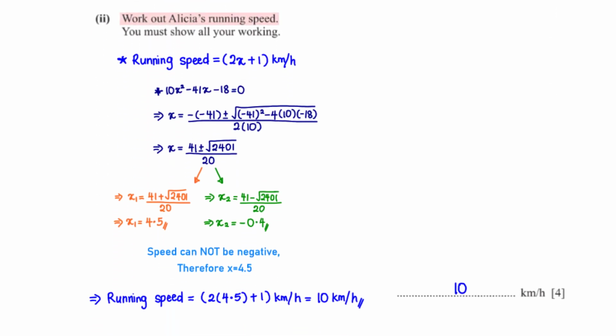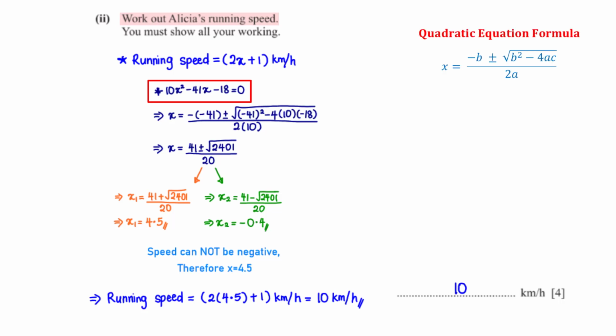Work out Alicia's running speed. You must show all your working. We've been given Alicia's running speed as 2x plus 1 kilometers per hour. We can find the value of x by solving this quadratic equation. When we apply the quadratic formula to this equation, this is what we get.